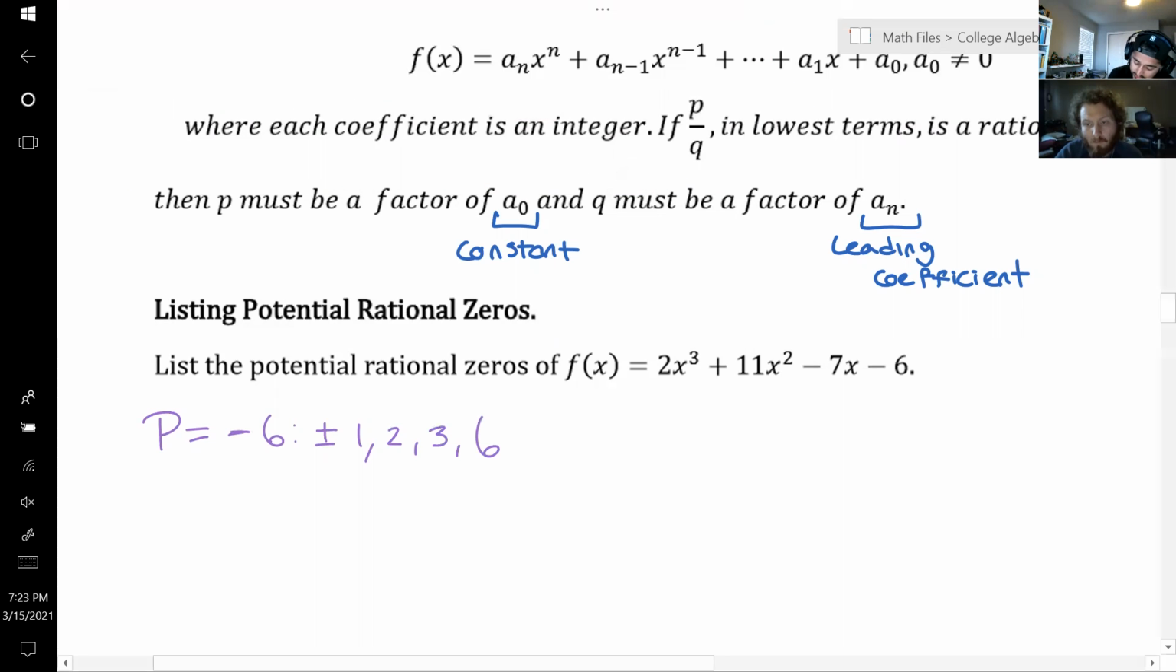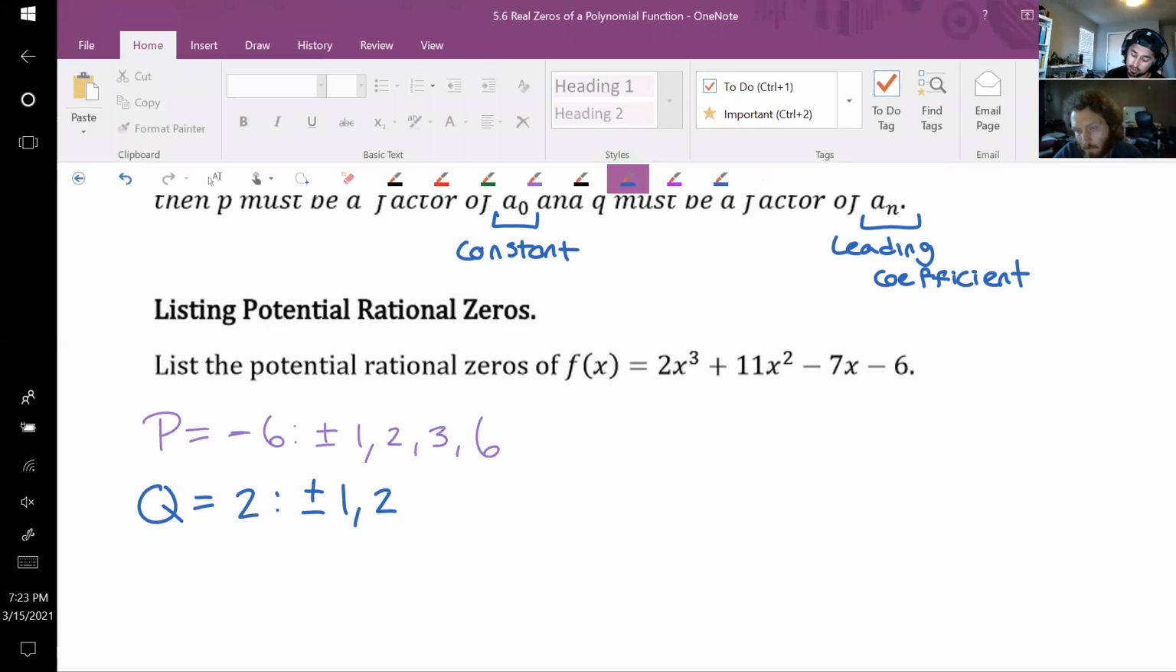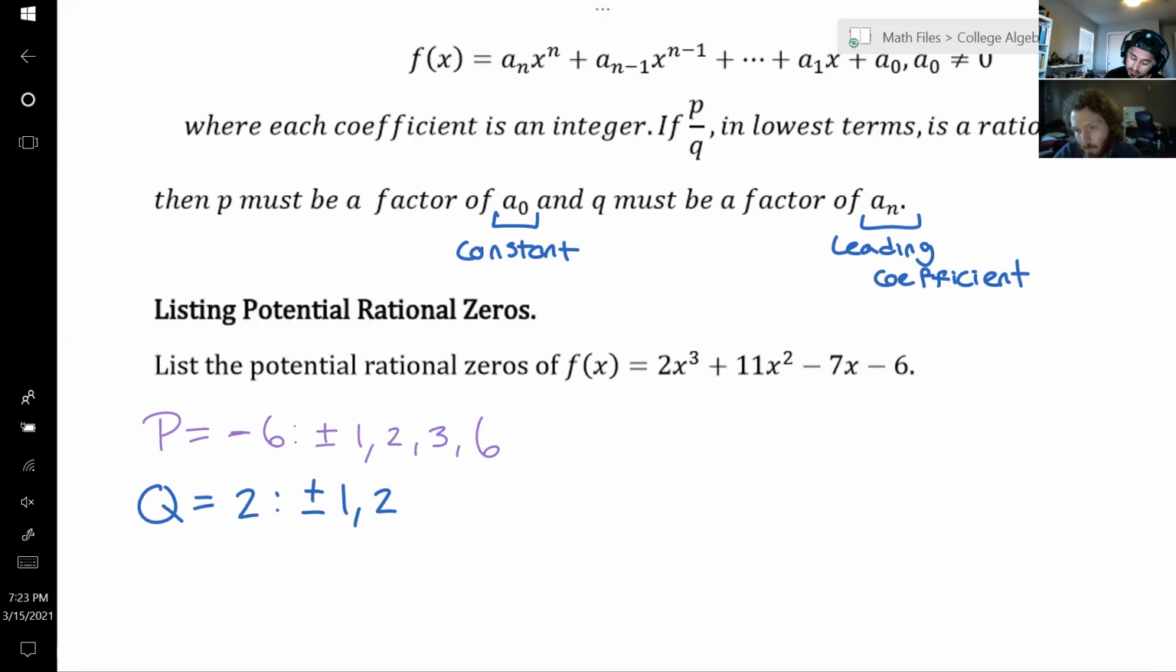Q relates to my leading coefficient. What's my leading coefficient here? 2. Give me all the factors of 2. 1 and 2. Perfect. Now, all we're going to do is take all the factors of P and put them over all the factors of Q.